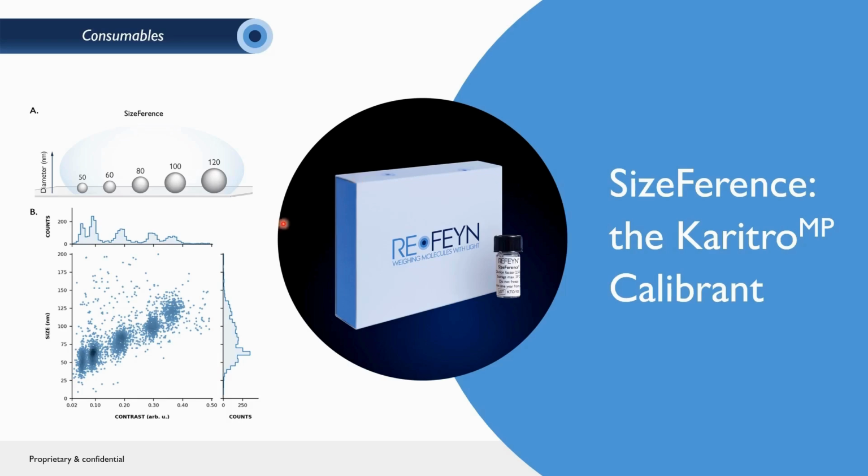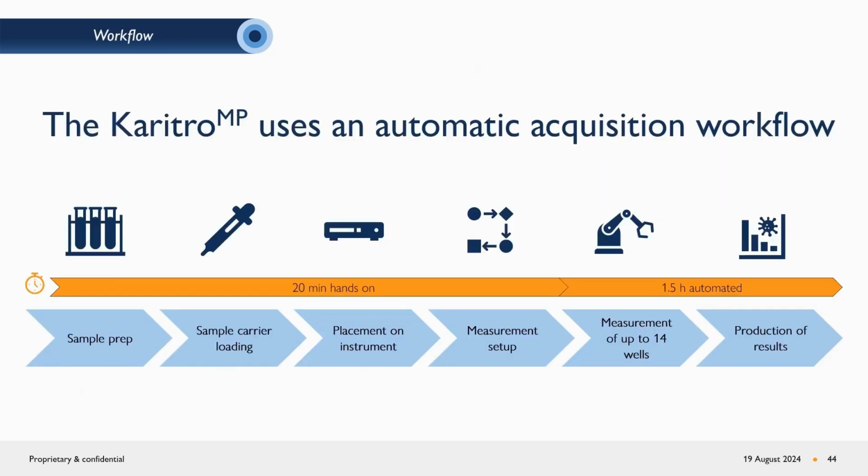Let's now look at the workflow. So the KaritroMP uses an automatic acquisition workflow. There are 20 minutes which are hands-on, involving the sample prep, the loading of the sample carrier, placing it on the instrument, and setting up the software. And this part is followed by an hour and a half fully automated part, which involves the measurement of all the 13 samples plus calibrant sequentially and the production of the results on the fly, which will be ready at the end of the run to be exported by the operator.